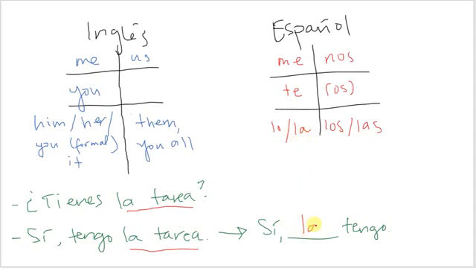So, sí, la tengo. So in a regular sentence, when you have the direct object, it comes after the verb. When you replace that direct object with the direct object pronoun, it comes before the verb. So sí, la tengo, you're saying yes, I have it, but you have to put the pronoun before the verb. Here, if you're using the whole word, it comes after the verb. If you're using just the pronoun, it becomes before the verb. So, ¿tienes la tarea? Do you have the homework? Yes, I have it. Sí, la tengo.